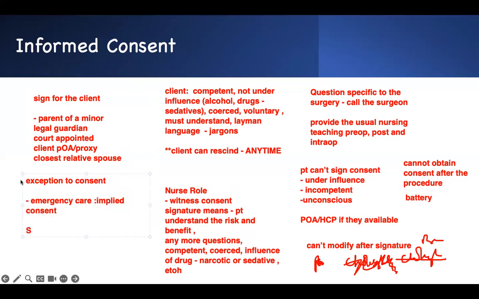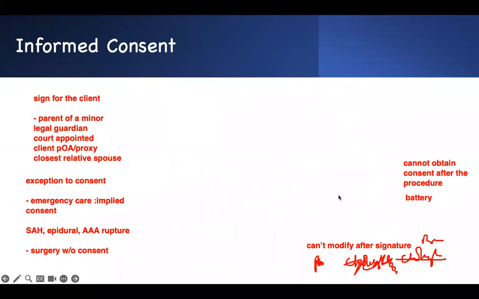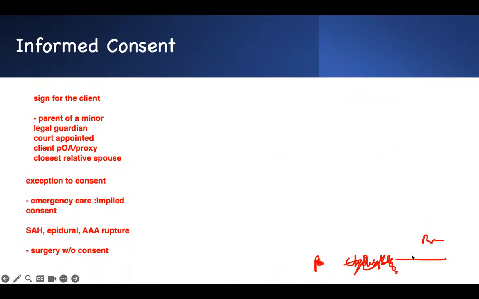So if you come in with a subarachnoid hemorrhage, severe headache, epidural hematoma, or maybe an aortic aneurysm rupture, and you are comatose and we can't get consent from you, the doctor will take you to surgery without consent. This is what we call implied consent. That means they do it in your best interest. They know that if you were awake and not comatose, you would let them operate on you. That is what implied consent means.